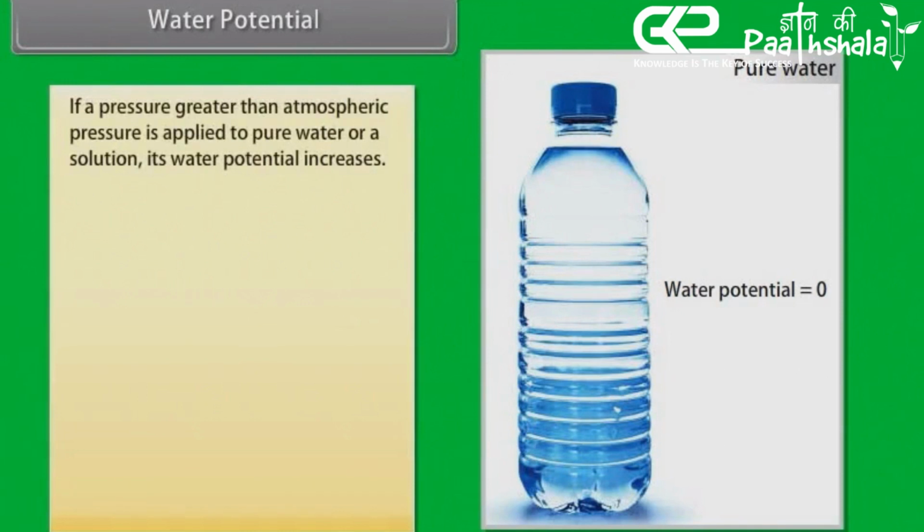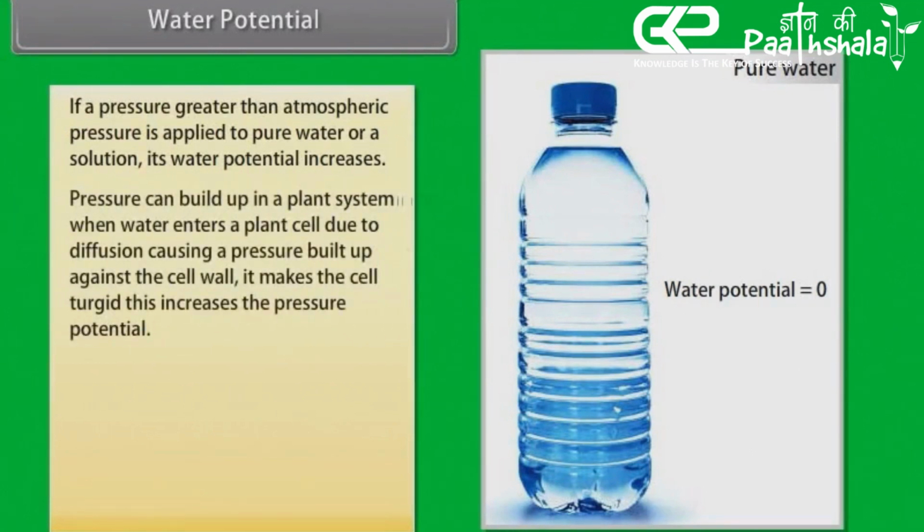If a pressure greater than atmospheric pressure is applied to pure water or a solution, then its water potential increases. Pressure can build up in a plant system when water enters a plant cell due to diffusion, causing a pressure build-up against the cell wall. It makes the cell turgid. This increases the pressure potential.